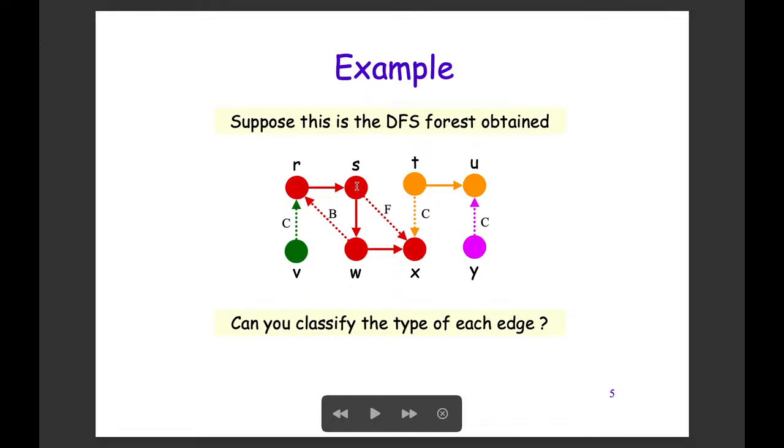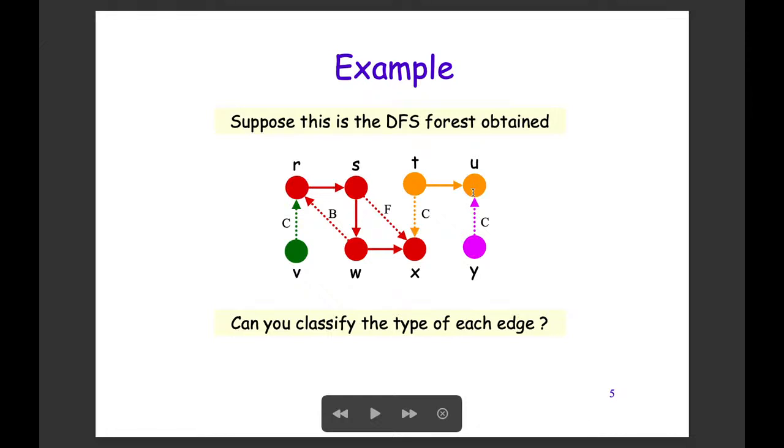And then we can also talk about forward edge. A forward edge is the opposite. We are pointing from some node to its descendant, but not by using the tree edge. And then we can have cross edge. Cross edges are those that are neither the backward edge nor the forward edge. So these are the cross edges.